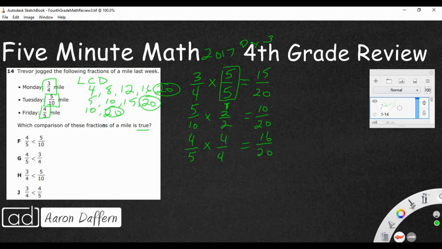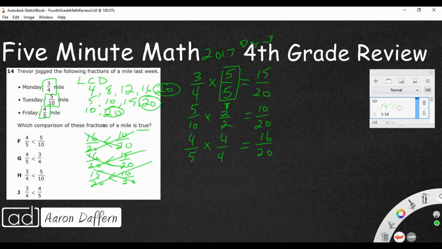And so now I can rewrite this. So my 4/5 is 16/20. Is that less than my 10/20? No, that is incorrect. It's greater than. My 4/5 is also 16/20. Is it less than my 15/20? It's extremely close, but it's not. My 3/4 is my 15/20. My 5/10 is my 10/20. Nope, all 3 of the first ones are incorrect: F, G, and H.